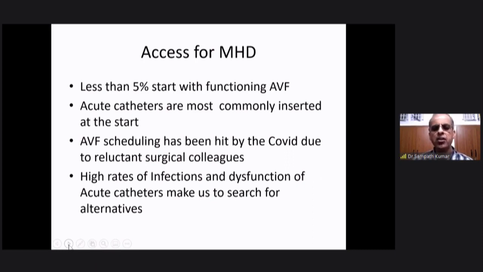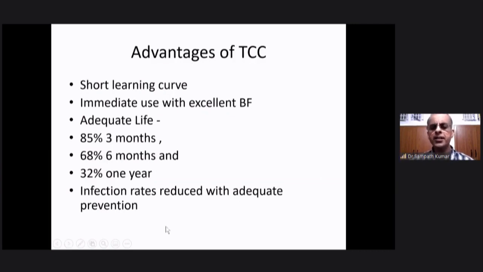We need an intermediate-level access to tide over this crisis of 3 to 6 months or even 1 year, an access which is not dependent on surgical expertise. And high rates of infections and dysfunction of the acute catheter make us search for alternatives. The advantages of the tunneled catheter should not be lost on us at this stage.